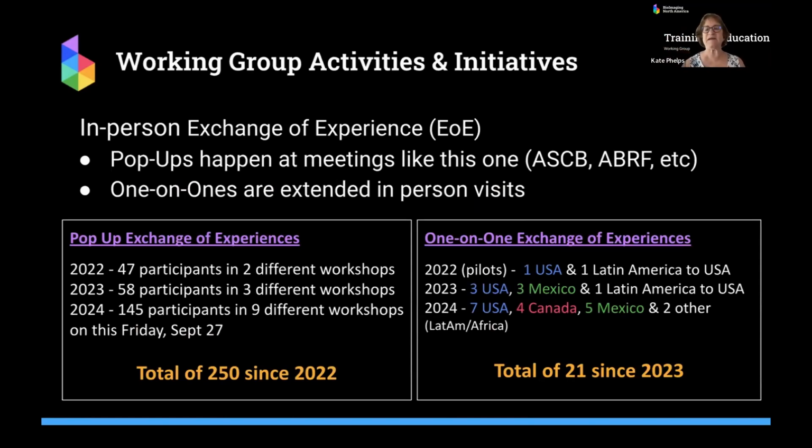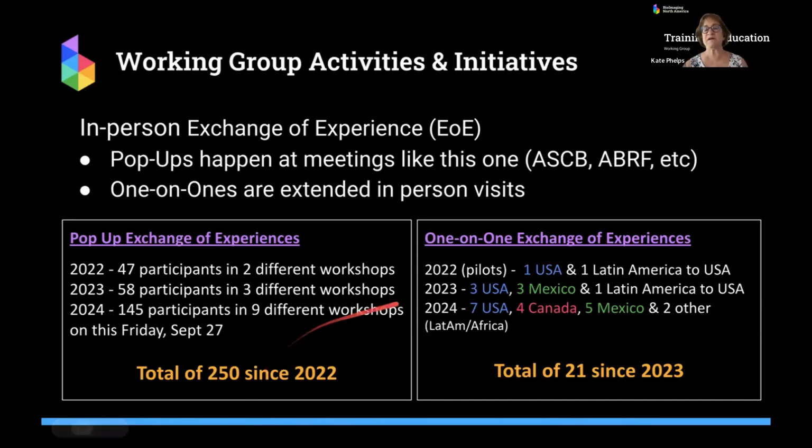We've had them at ASCB and ADRF. And then the other type of EOEs that we have are one-on-ones. So for pop-up exchange of experiences, at least in 2024, they've been growing over the past several years. We've had 145 participants in 9 different workshops. And a lot of them will be this Friday after the end of the official meeting. And we've done a total of 250 of these since 2022.